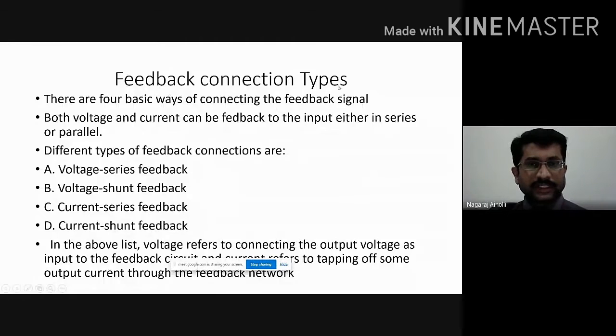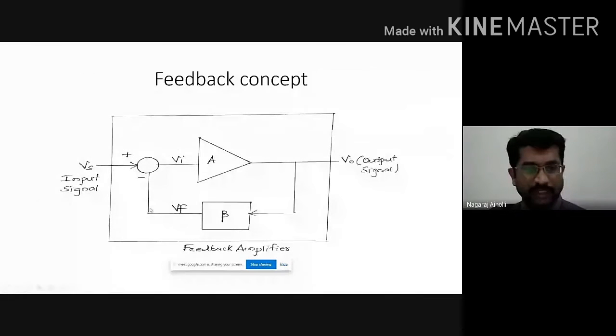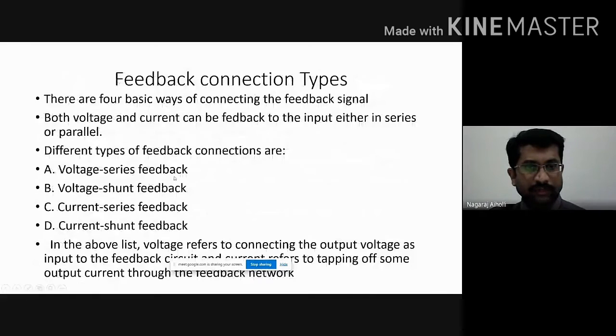So the basic feedback connection types depend on whether the voltage or the current is fed back to the input in series or in parallel. That is, from the feedback circuit, whether the voltage or the current is fed back to the input, and whether it is fed back in series with the input or in parallel with the input. Depending on this, there are different feedback connection types: voltage series feedback, voltage shunt feedback, current series feedback, and current shunt feedback circuits.